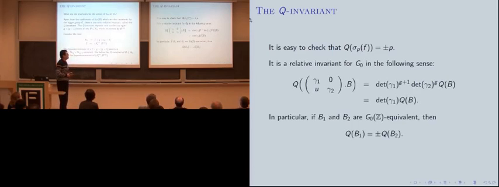Okay, so I said there was a relative invariant. What does that mean? That means if you take an element in G0 and you act it on B, it doesn't fix it, but it multiplies it by a determinant of gamma 1. But I still call it the Q invariant because at the end of the day, we're looking at G0 of Z orbits. And for G0 of Z orbits, up to sign, it really is an invariant. Okay? The determinant can only be plus or minus 1.